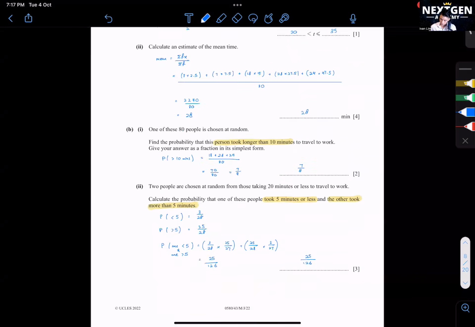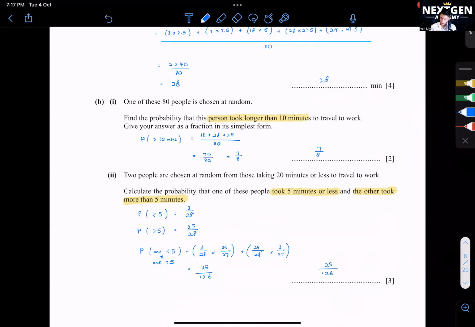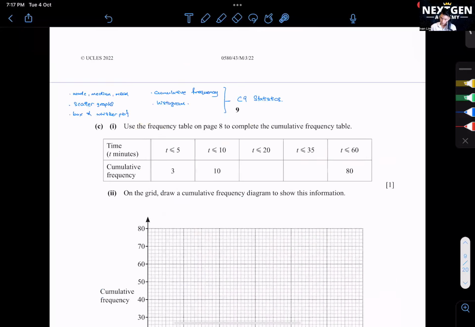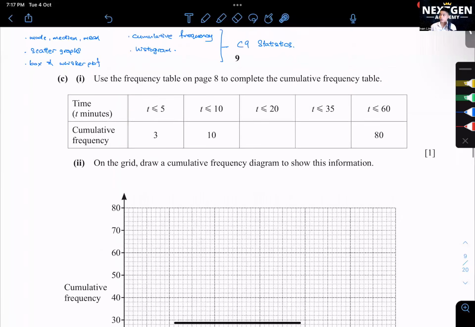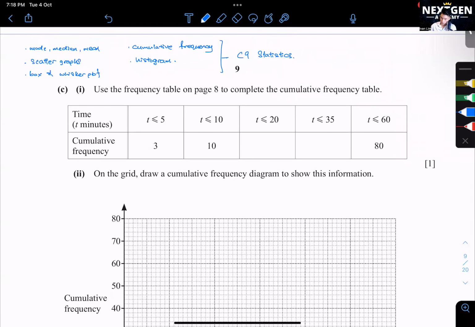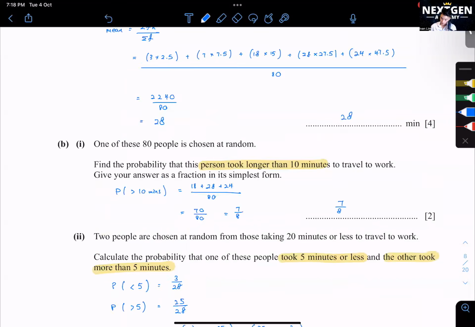Yeah, then they mix a little bit of this one with probability. This part here is chapter 10, your probability. Then over here, back to cumulative frequency. So how to calculate this? You just need to take from the previous one. So just now I taught you how to calculate.